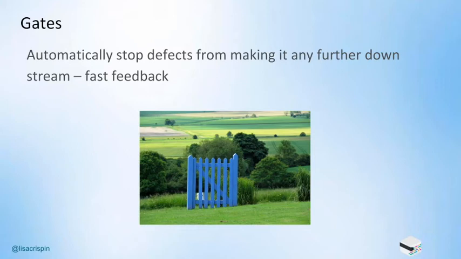And gates would be something that stops it. Like, okay, this failed, it didn't pass our gate, it's not going further, and we're going to get this fast feedback of the failure. So learn about the failure as quickly as possible. That may be something you decide to do. So the idea of gating is, automatically stop defects from making it any further in your pipeline. And this is where it's really important to use good practices as you develop your automated tests, and make sure that they're reliable and they're not flaky.